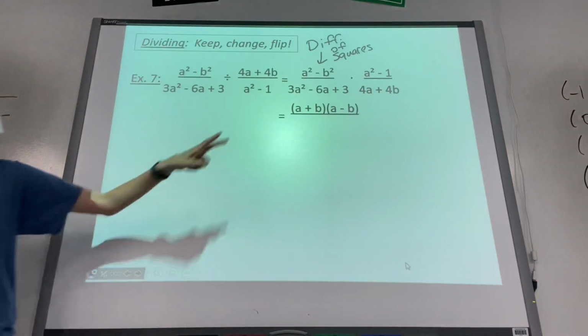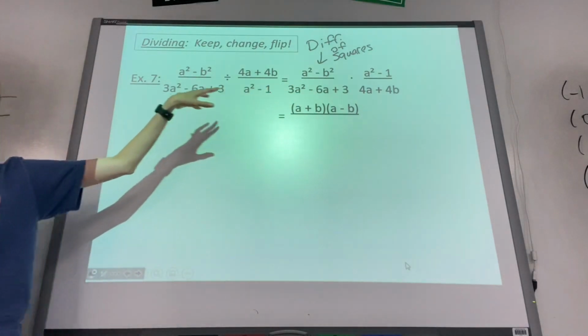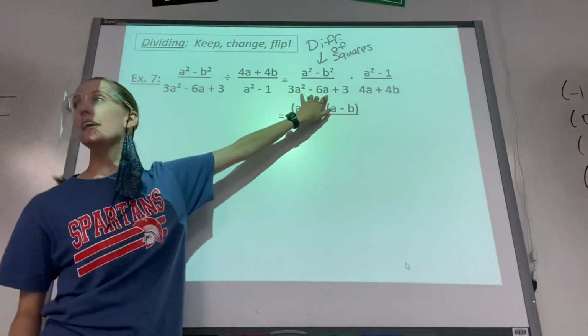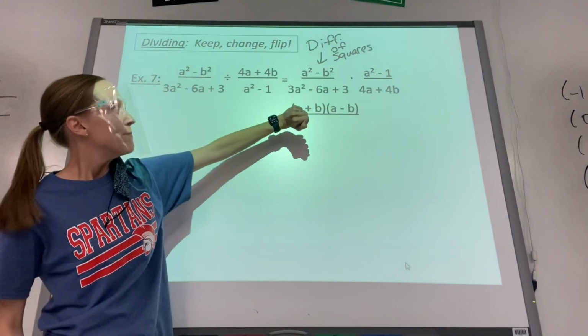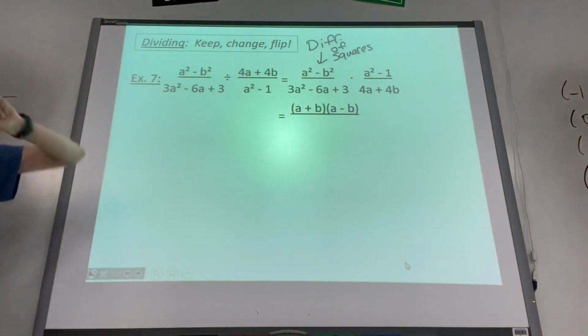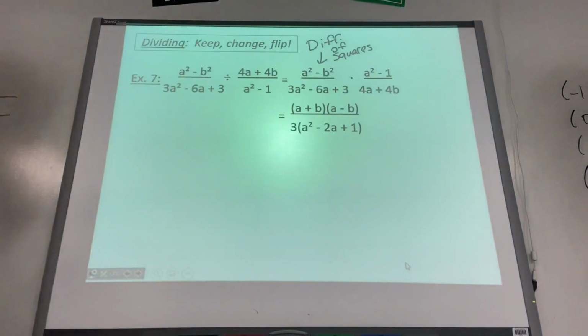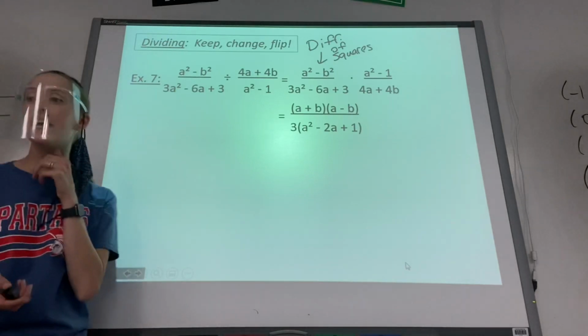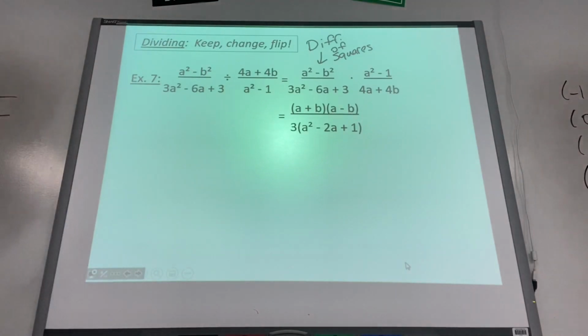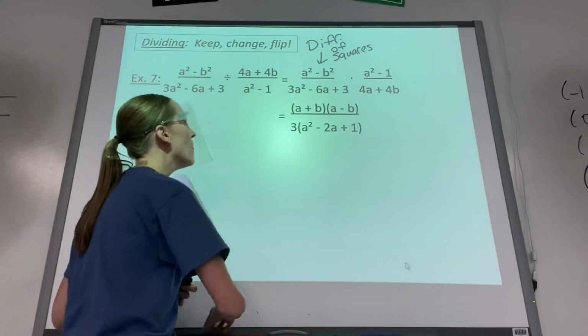Okie doke. Anybody know what I should do first on the bottom right here? Yeah, pull out a 3. So that's going to leave you with a squared minus 2a plus 1. Unfortunately, we're going to have to factor that one more time here in just a minute. I'll come back to that before too long.